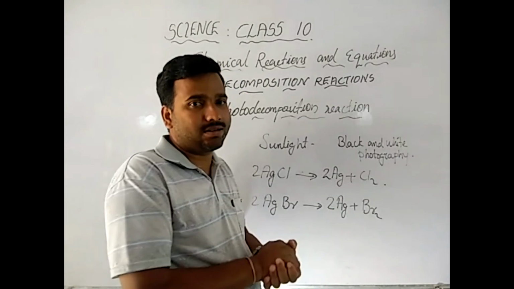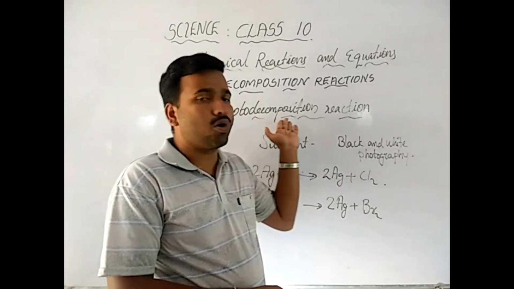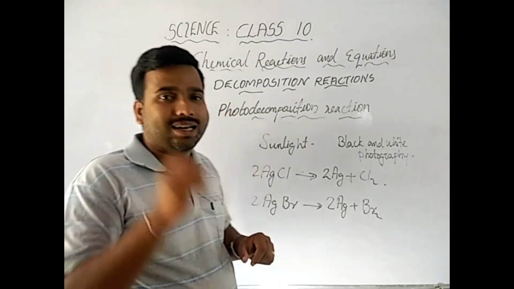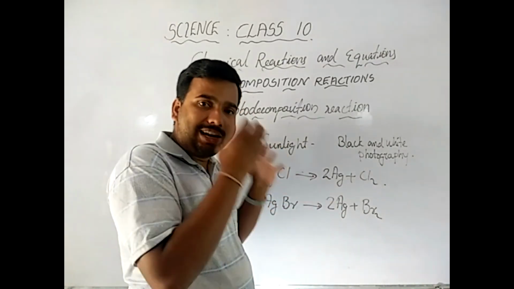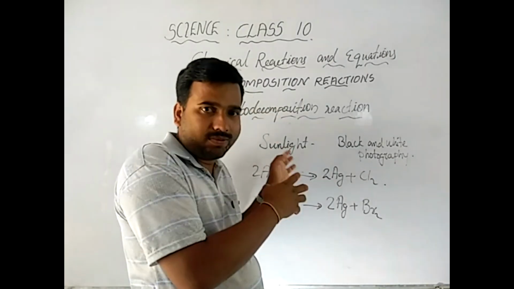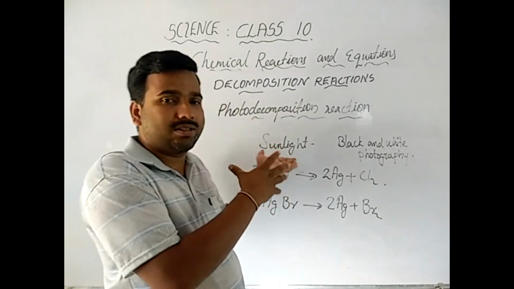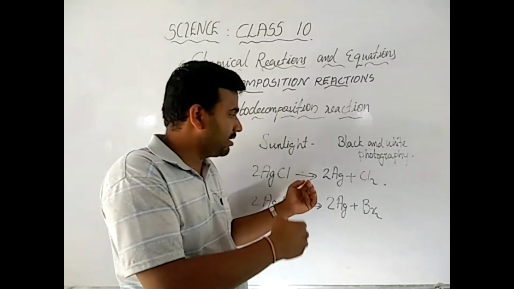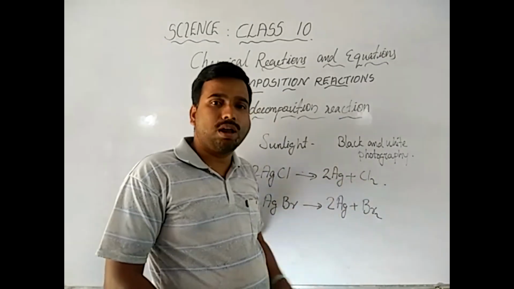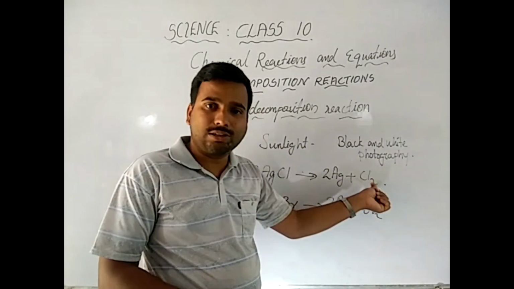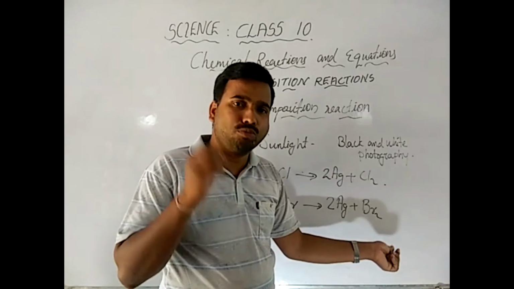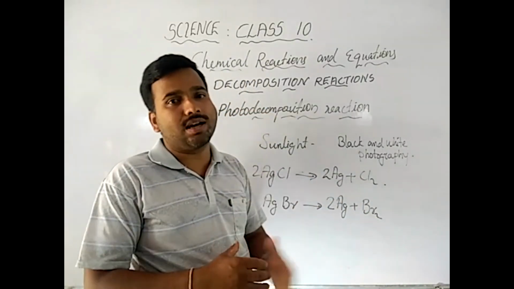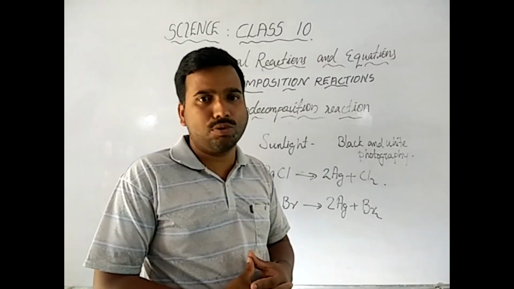This type of reaction is known as photo decomposition reaction. Here photo means light. We are supplying energy in the form of sunlight, and the energy present in sunlight is utilized by these compounds to break themselves into two simpler substances, silver and chlorine gas, or silver and bromine gas. That's why they are known as photo decomposition reactions.